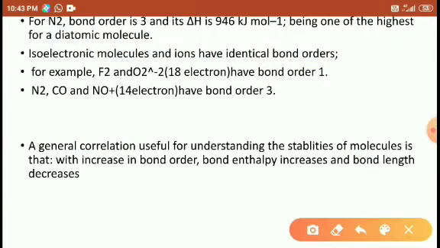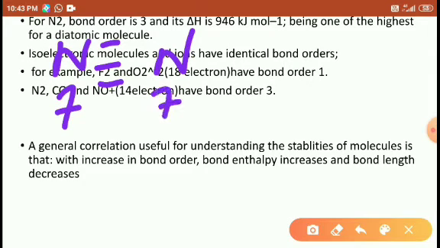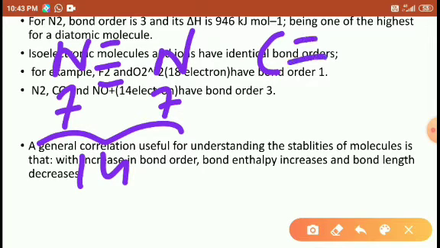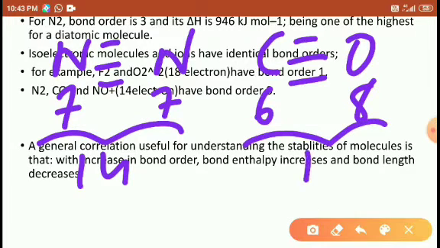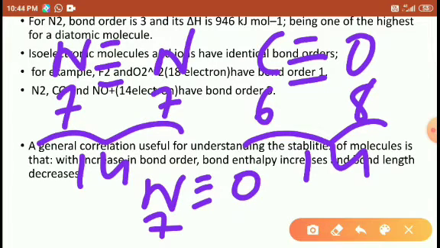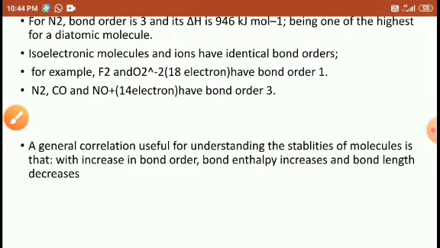So I will tell you how they have 14 electrons. Nitrogen, one nitrogen 7 electrons, another nitrogen 7 electrons. So the total is 14. Similarly, carbon 6, oxygen 8, that is 14. Next, nitrogen 7 and NO plus. Plus means nitrogen has lost one electron, so that's why 7 plus 7. So the total is 14. Right, students? Understood? Okay.